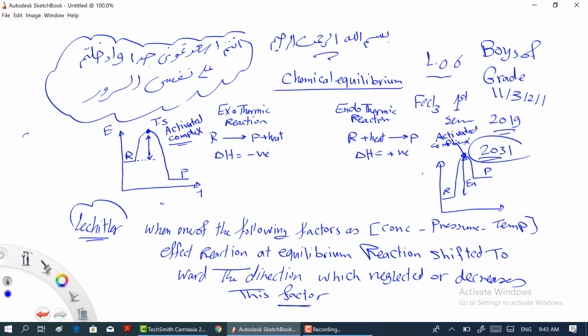Does the reaction shift forward or backward when we're talking about the exothermic reaction? Exothermic reaction, like the reaction of carbon and oxygen, giving us carbon dioxide gas. Inside a closed container, it will be a reversible reaction: hydrogen plus iodine, giving us 2 hydrogen iodide gas.